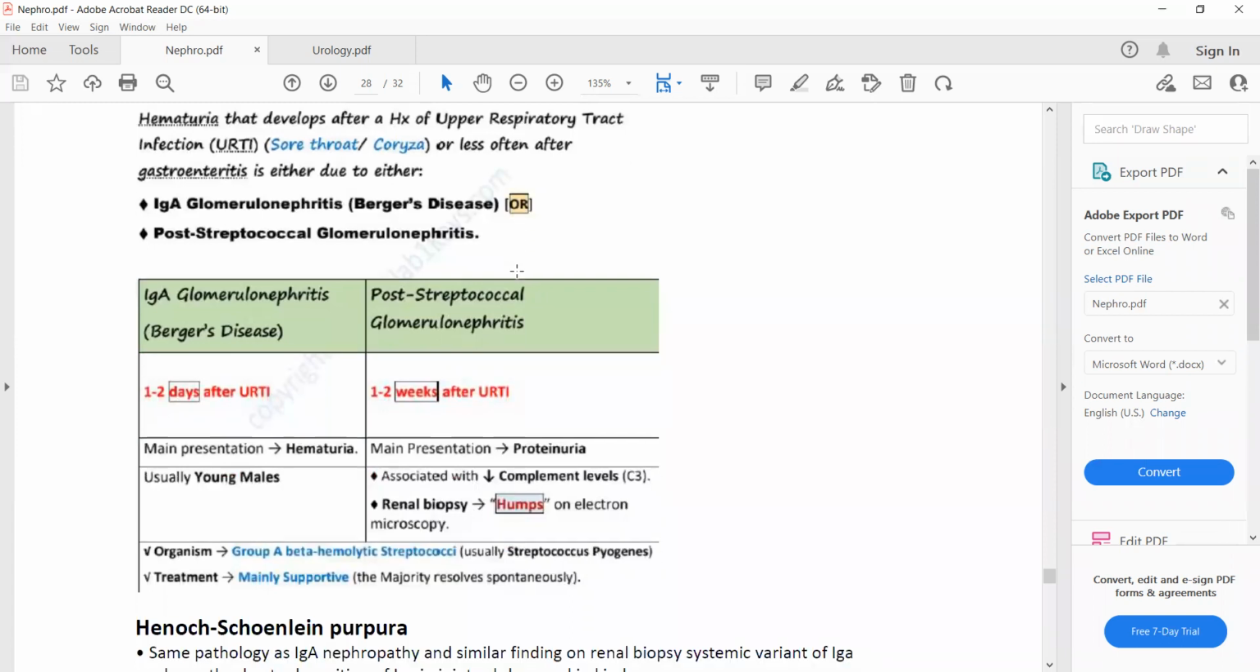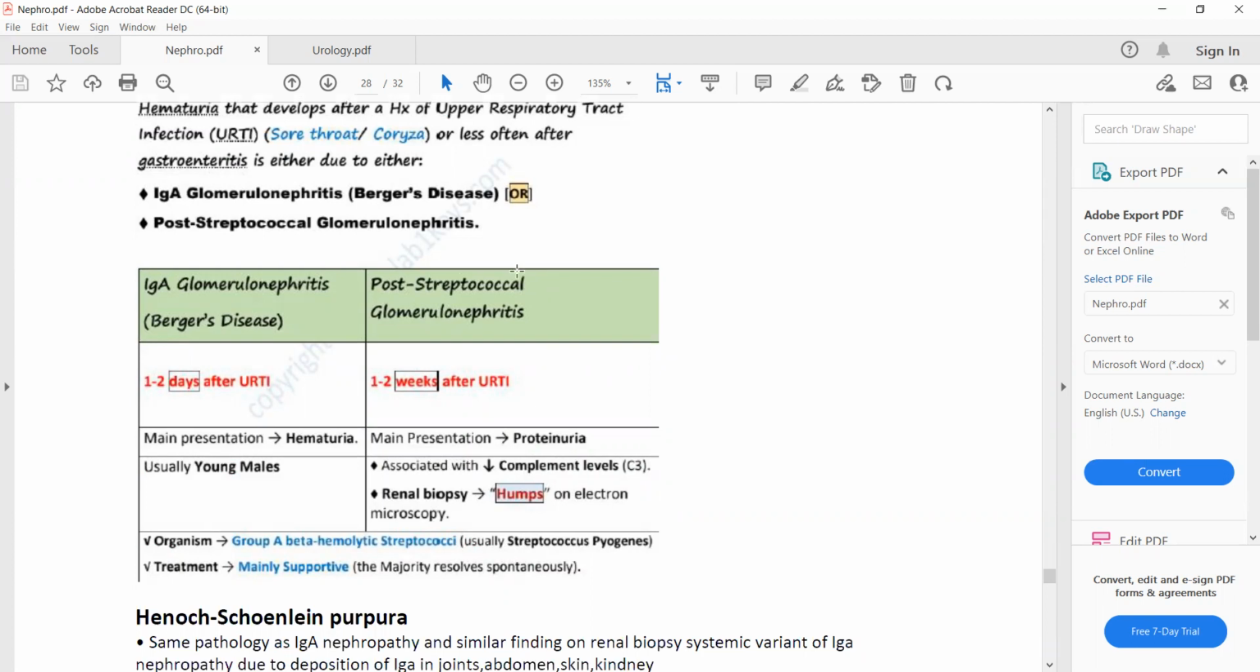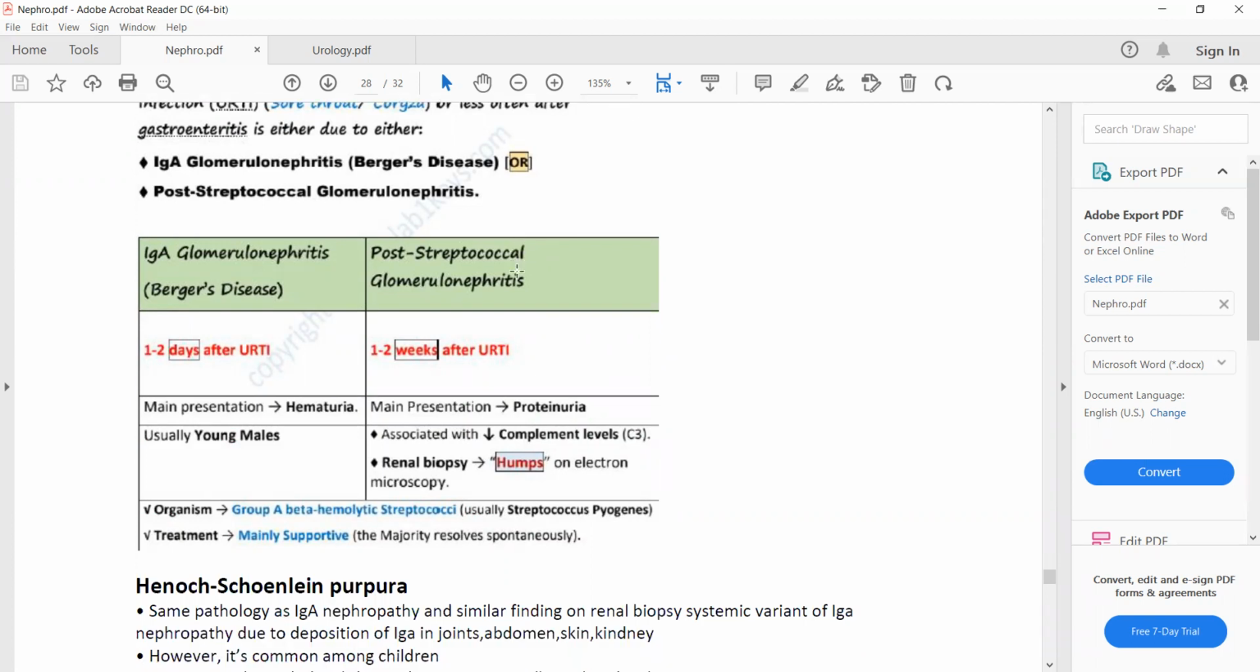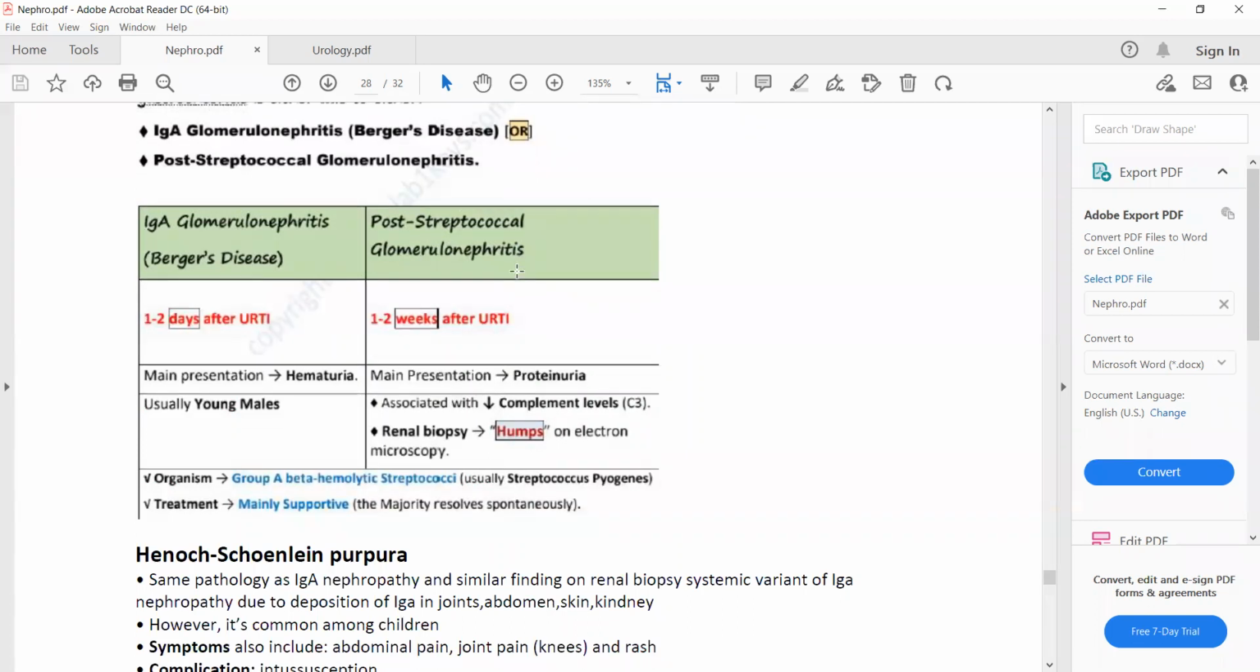First of all, let's discuss how to differentiate between IgA glomerulonephritis and post-streptococcal glomerulonephritis. If the person develops hematuria 1 to 2 days after upper respiratory tract infection, then it is IgA glomerulonephritis. And if the person develops hematuria 1 to 2 weeks after upper respiratory tract infection, then it is post-streptococcal glomerulonephritis. The main presenting feature of IgA glomerulonephritis is hematuria, and the main presentation of post-streptococcal glomerulonephritis is proteinuria, though it has mixed features. It can present with proteinuria as well as hematuria.